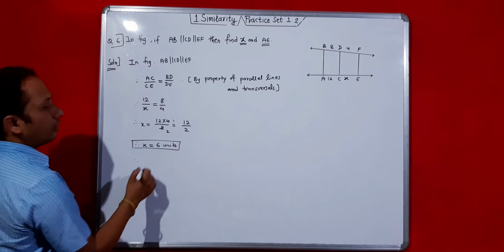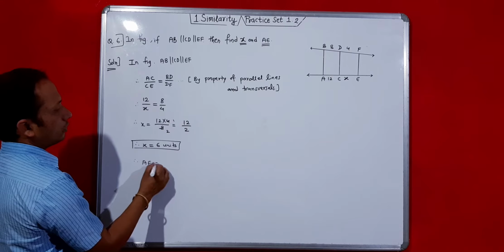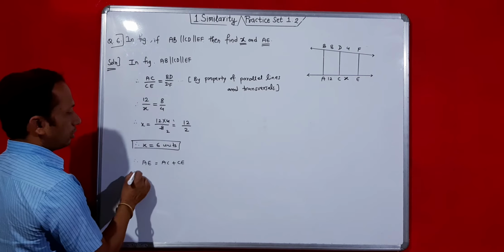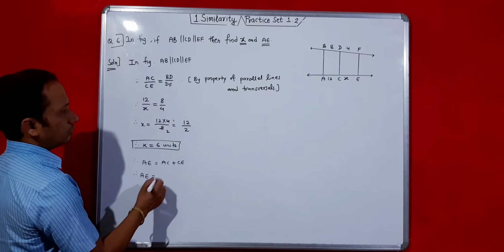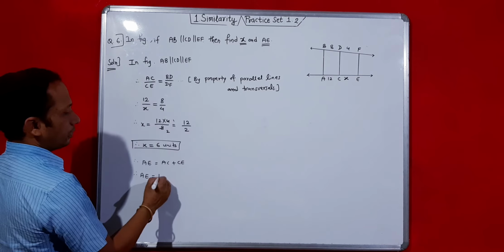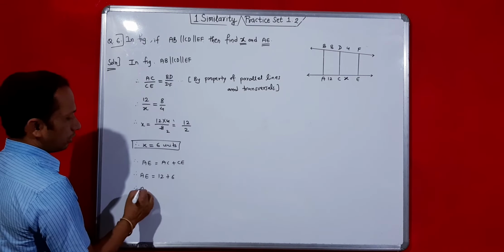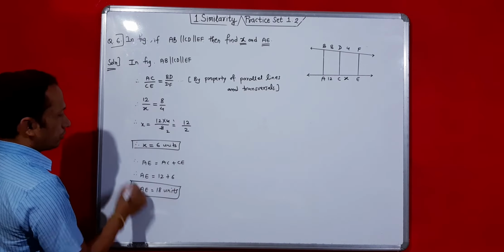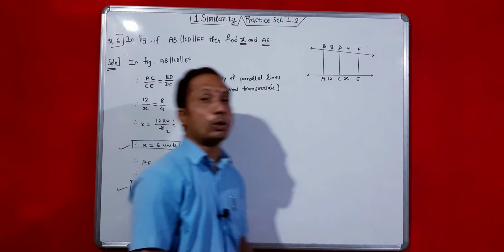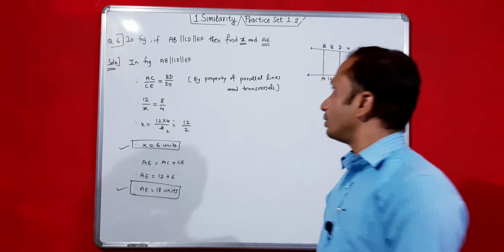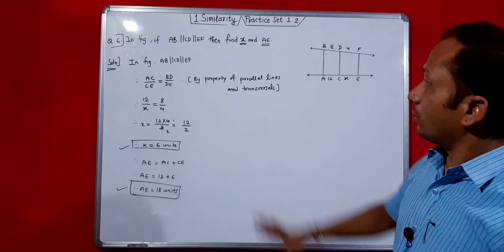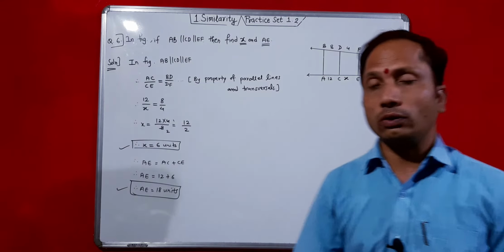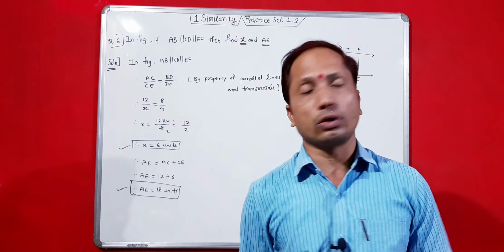Therefore we have to find AE. AE is equal to AC plus CE. Therefore AE is equal to 12 plus this 6. So AE is equal to 18 units. This is your final solution. For this, you just have to write the reason, the property of parallel lines and their transversals. Everything is given in the diagram. Just write the given, put the values, write the reason and calculate. You will get your solution. This is problem number 6, and now we are going to solve problem number 7.